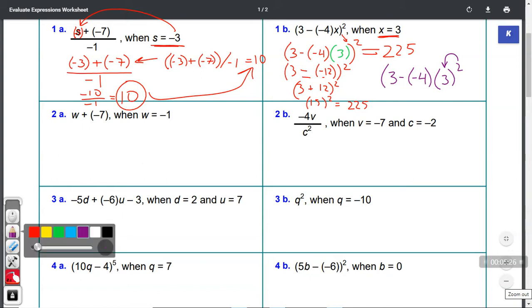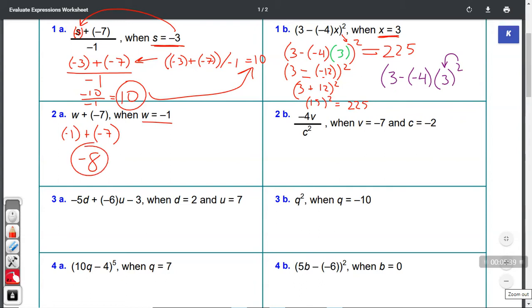All right, let's take a look at the next one. Next one's a little simple. W is negative 1, so let's plug it in. So I'm going to insert parentheses where W is, insert negative 1 plus negative 7. Negative 1 plus negative 7 is negative 8 altogether.